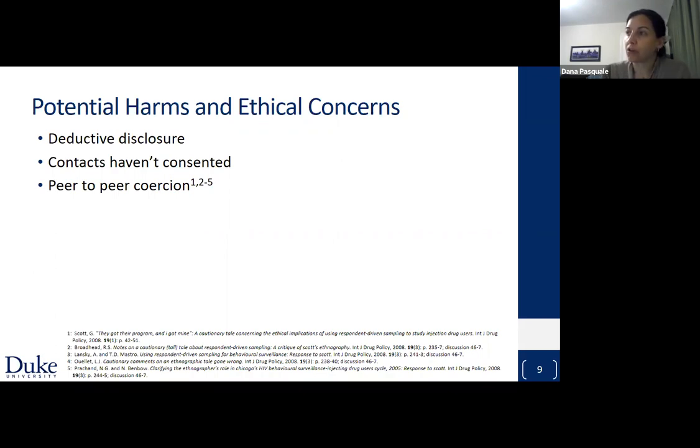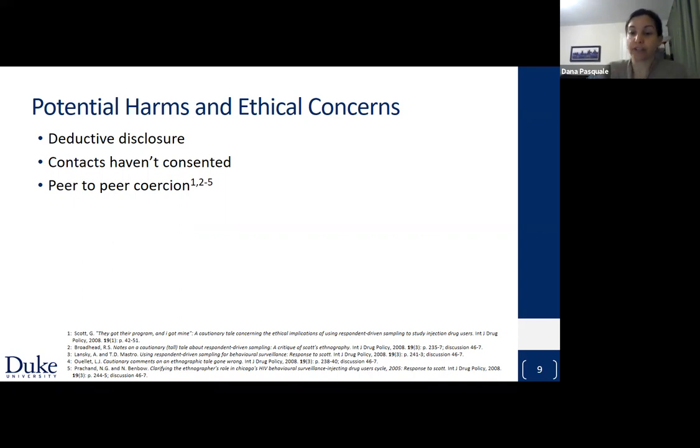So another potential harm to consider is there is a report of where the dual incentive scheme resulted in coercion to participate among injecting drug users. Participants were reportedly coercing the people they distributed coupons to enroll so that they would receive their secondary incentive, their recruitment compensation. And that's the first reference below.